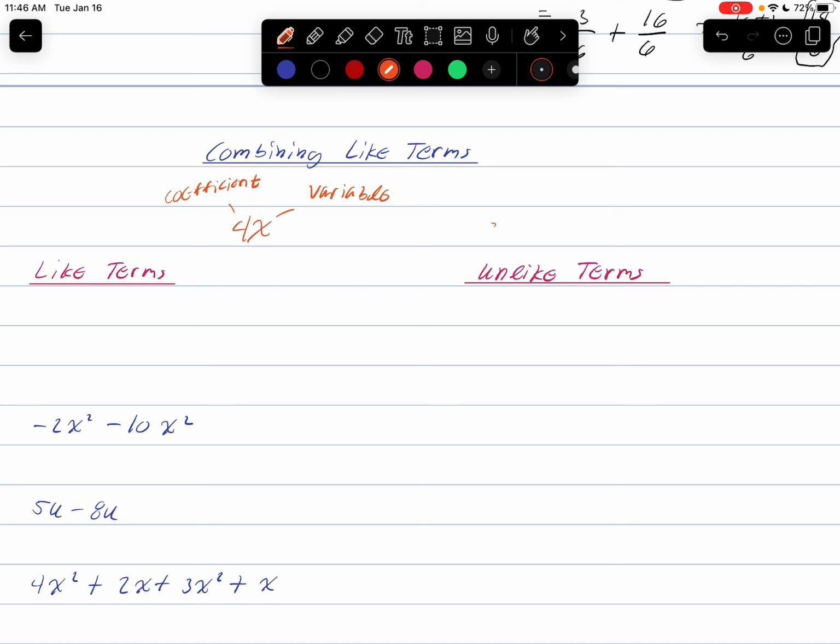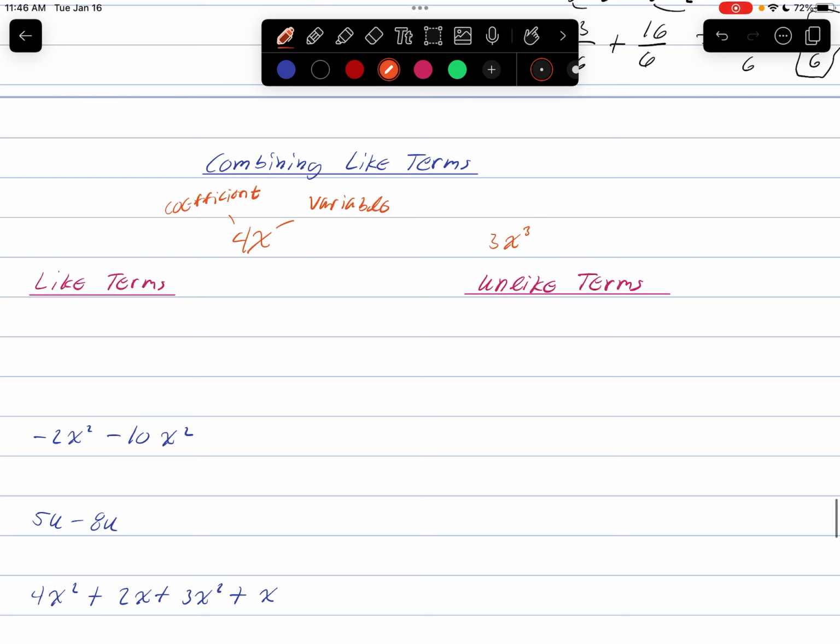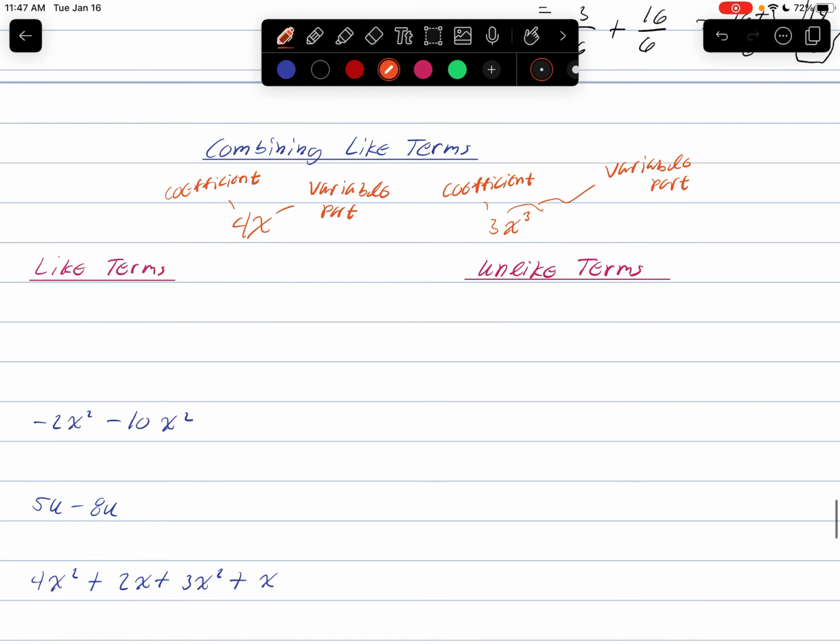And let's say we have 3x to the third, okay? 3 is going to be the coefficient, and the x to the third, the whole thing, is going to be the variable part, okay? x is the variable in both cases, but the whole part, x to the third, is the variable part. So you can really split up these sorts of numbers into two parts, all right? We have the coefficient and the variable part, okay?